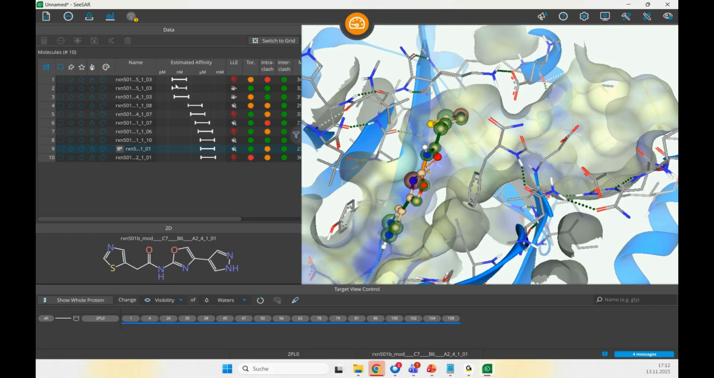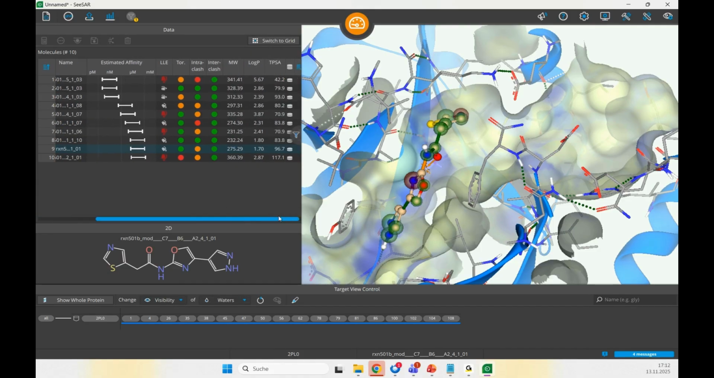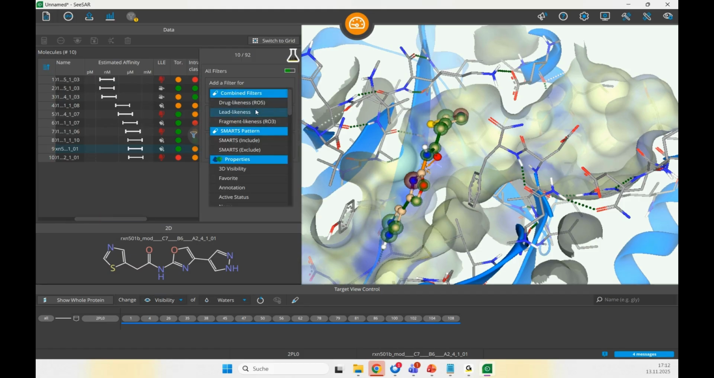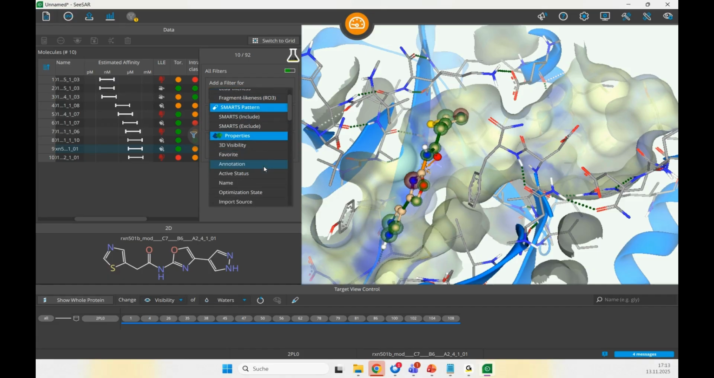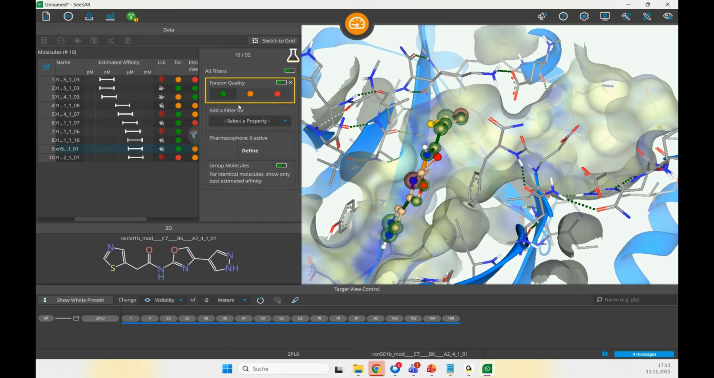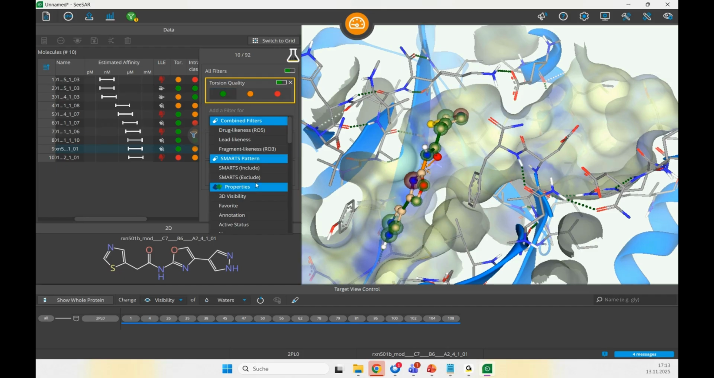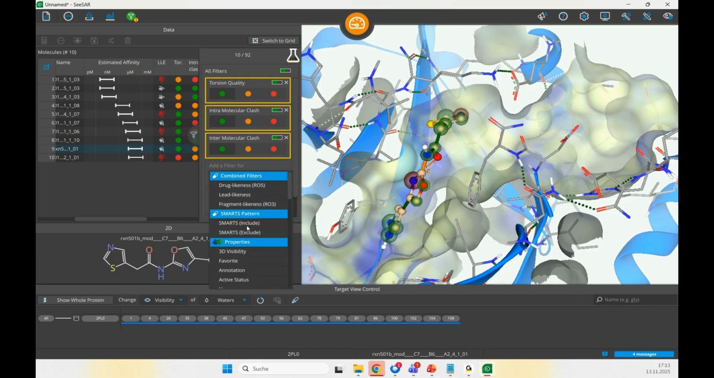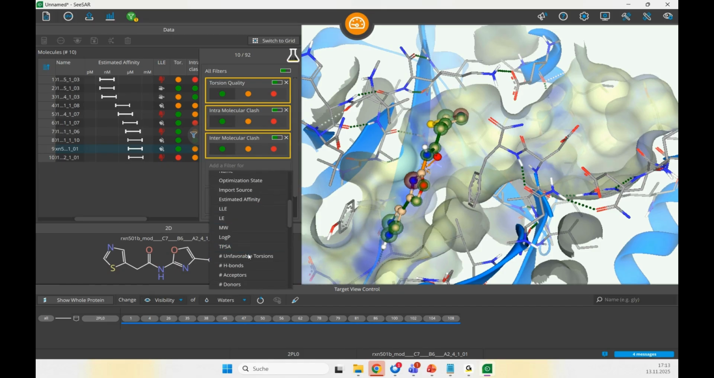It's also possible here to apply additional filters, like for drug likeliness, rule of 5, for fragments, rule of 3. You can also apply different filterings for torsion quality. Let's do that. I want only the good results, only green ones. I also want only those without any clashes, or at least the best ones. You can filter for molecular weight, total polar surface area. So a lot of parameters are already calculated by SeeSAR automatically here. I will dive into that in a second.